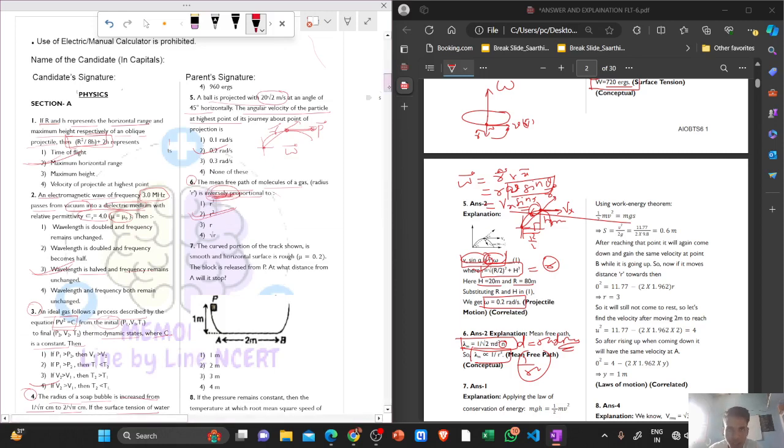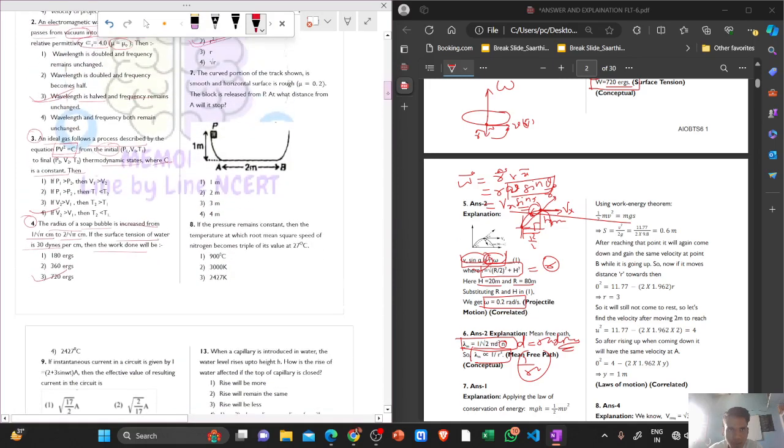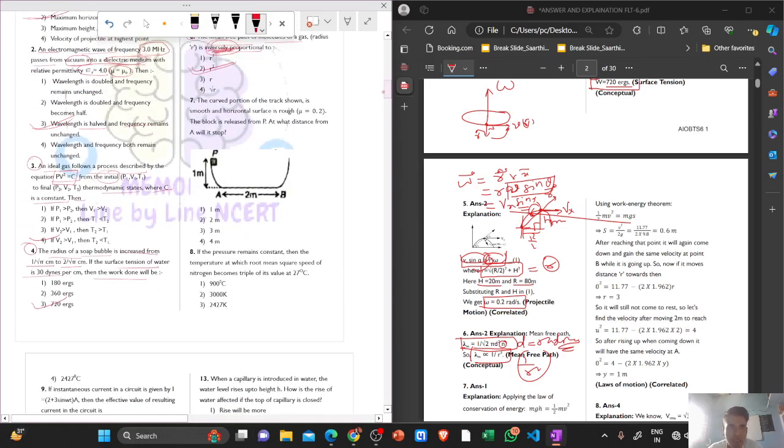Okay, now moving to the next question. Here, the third portion of the track shown is smooth and horizontal. Sorry, the curve is smooth. It is telling that this is smooth, and the horizontal is rough with a friction coefficient of 0.2. The block is released from point C. Okay, the block is released from here. At what distance from A will it stop? You need to calculate the horizontal distance to which the block moves and gets stopped.